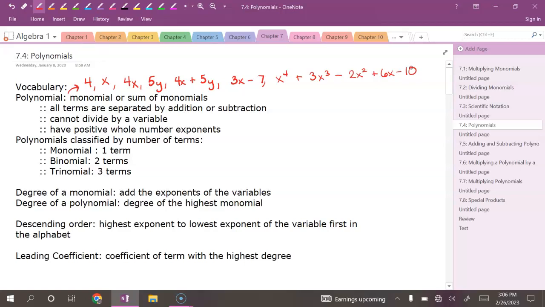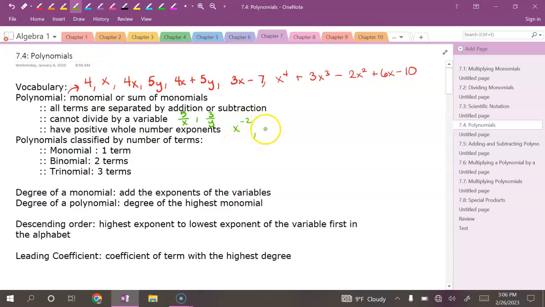We still have some rules though that we need to follow. For example, you cannot divide by a variable, so you can't have something like 5 over x or 3 over y. If you see something like that, it's automatically not considered a polynomial. We also need to have positive whole number exponents, so we can't have something like x to the negative 2 power.